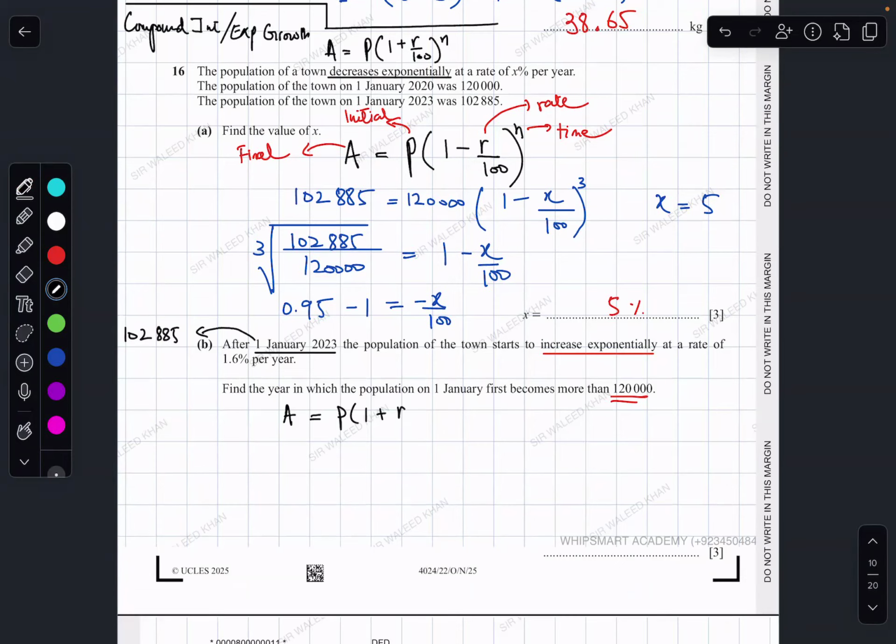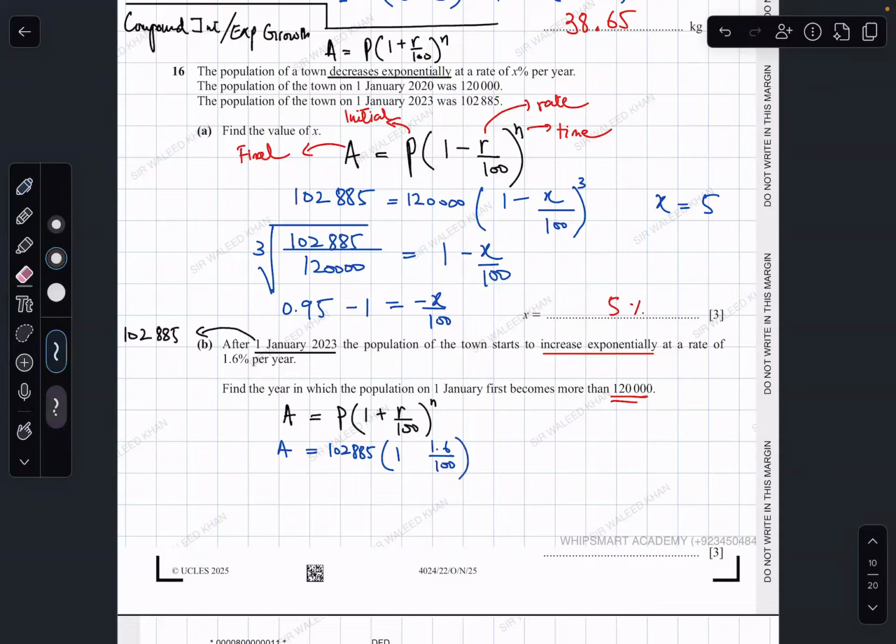And what will I use instead of P? 102,885. Exactly. Because we are starting from 2023. Now the initial value is 102,885. So 102,885, 1 plus rate is 1.6 over 100.